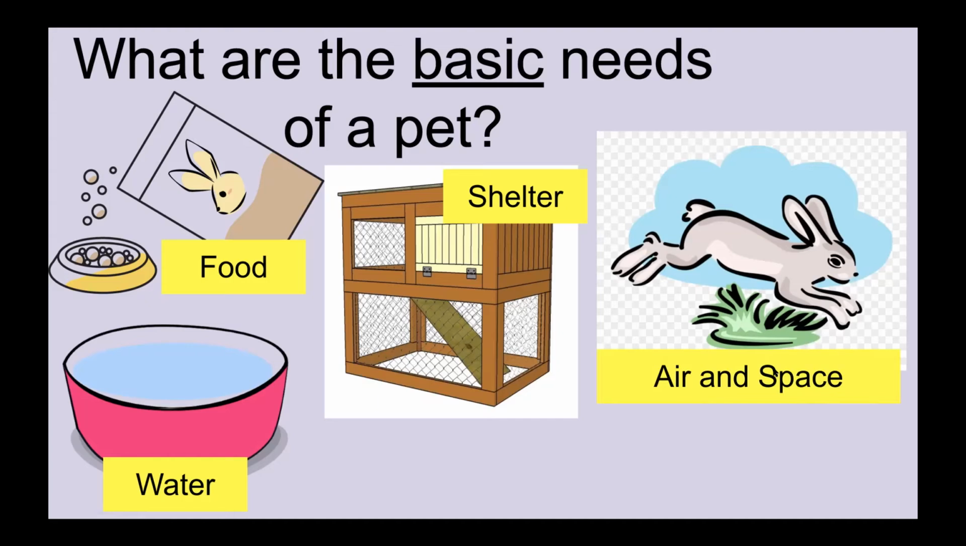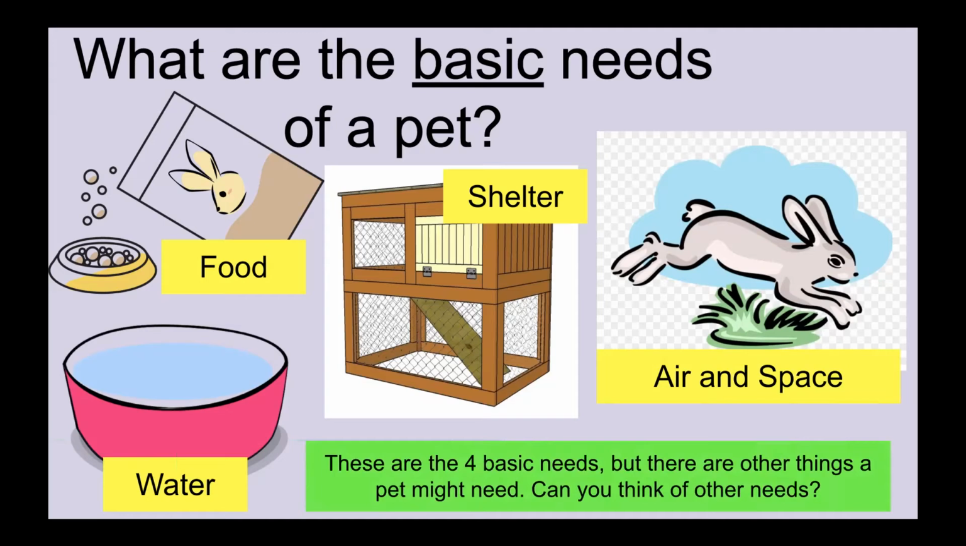Now, do you think there's other things a pet might need? Can you guys think of some of those other things? While these are the 4 basic needs, there are some other things a pet might need. For example, my chicken and my rabbit have toys they can play with. They have a bed they can sleep in. The bunny has a leash in case I decide to take her for a walk. So there are some other things pets can have. But just keep in mind that the 4 basic or important essential ones that all pets need are going to be food, water, shelter, and air or space.